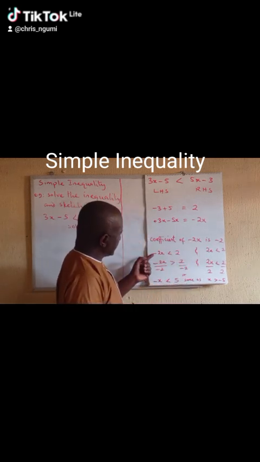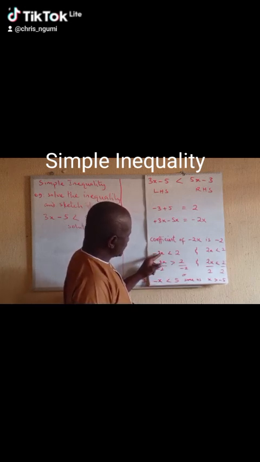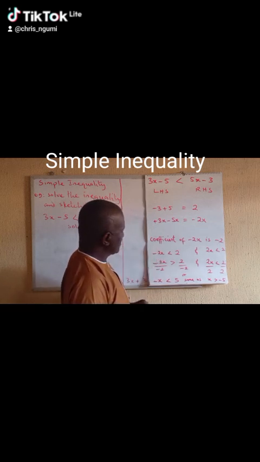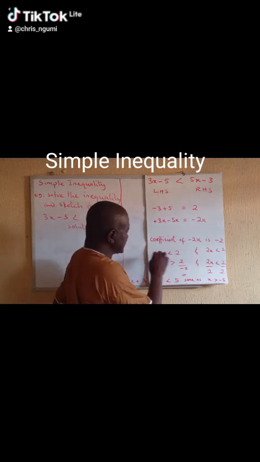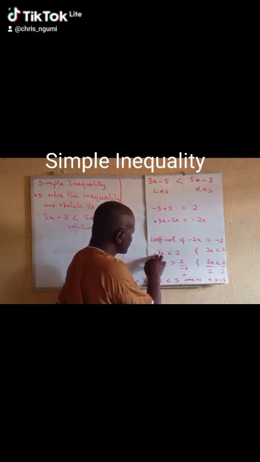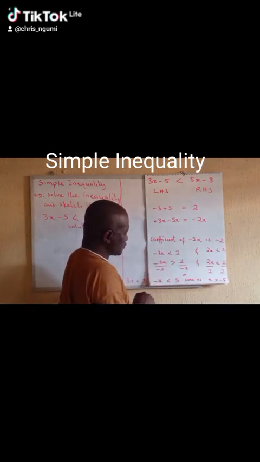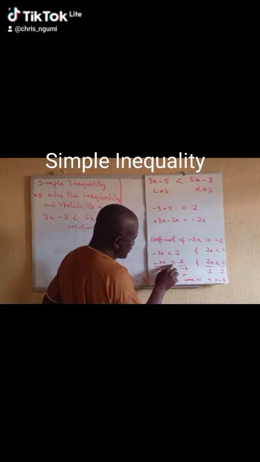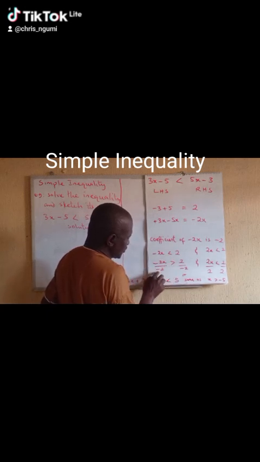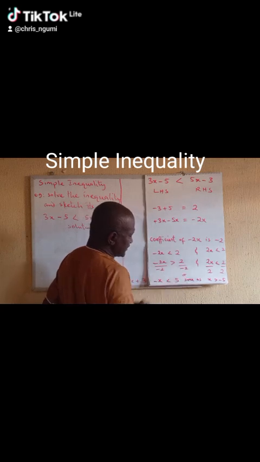Likewise, when we come to say minus 2x less than 2, for us to find this x, we must divide both sides by the coefficient, which is minus 2. And when we are dividing in inequality, it's not the same thing as with the equation. When you are dividing both sides by a negative coefficient, you will reverse the inequality. So look at it here. This less than has changed to greater than, because we divided the left hand side by minus 2 and the right hand side by minus 2.